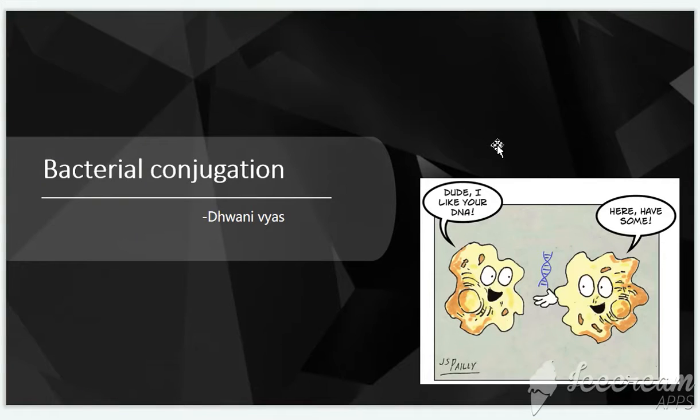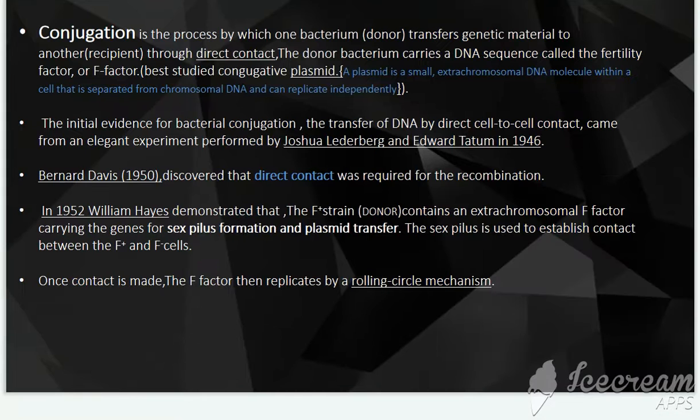In today's biology session, we are going to study bacterial conjugation. Conjugation is the process by which one bacterium, called the donor cell, transfers its genetic material to another, called the recipient, through direct contact.